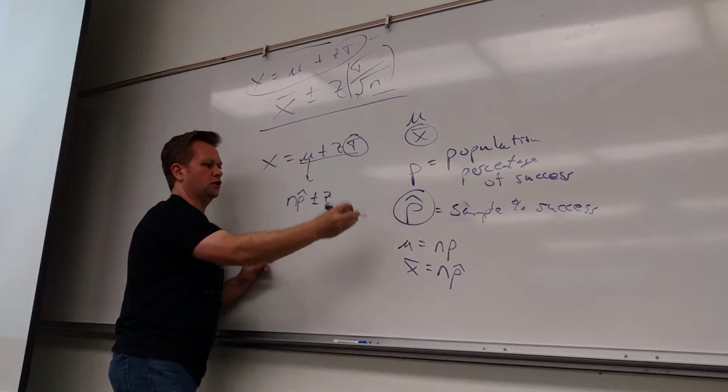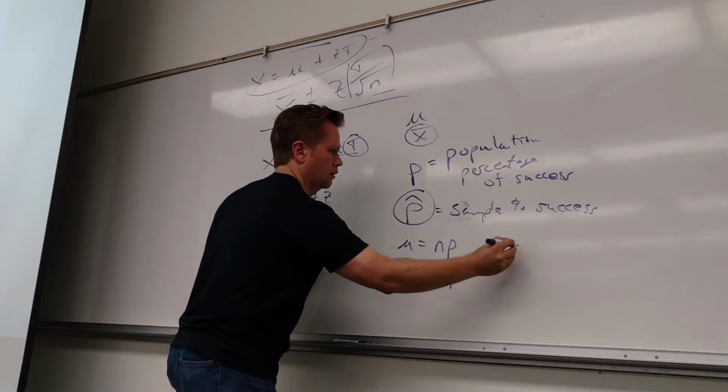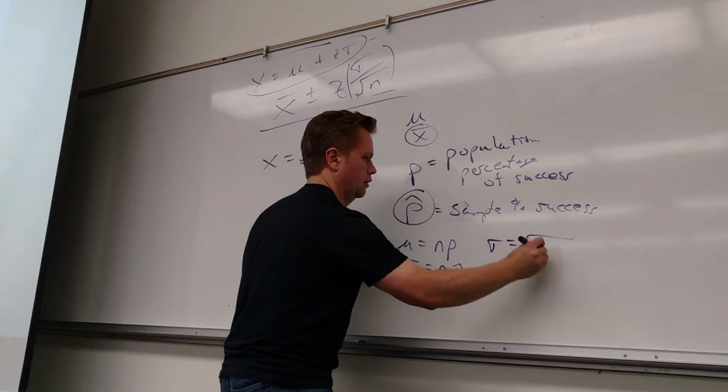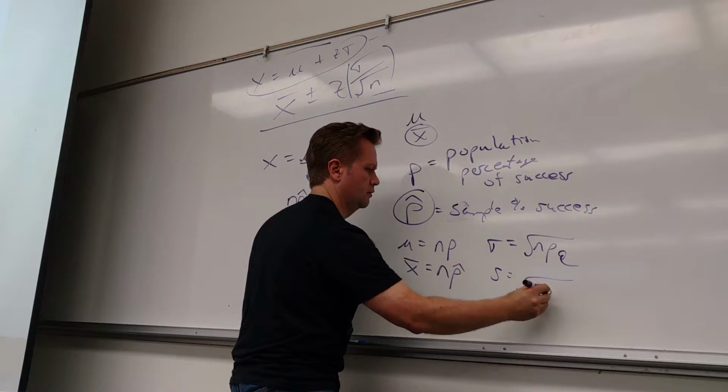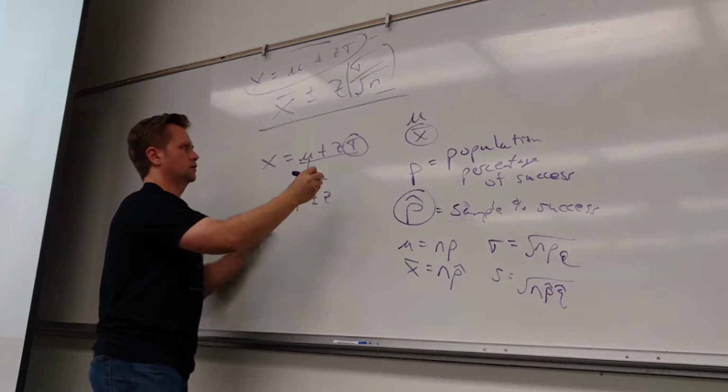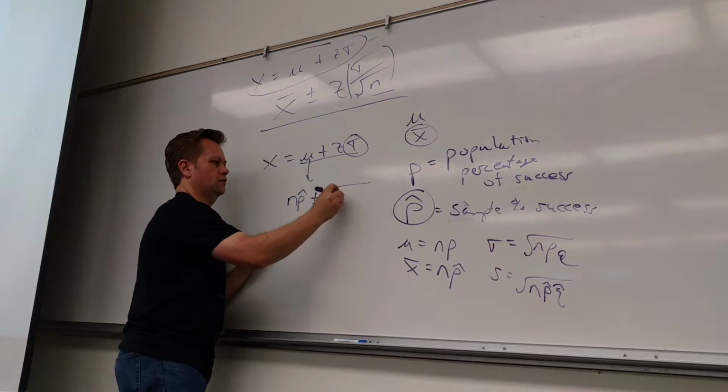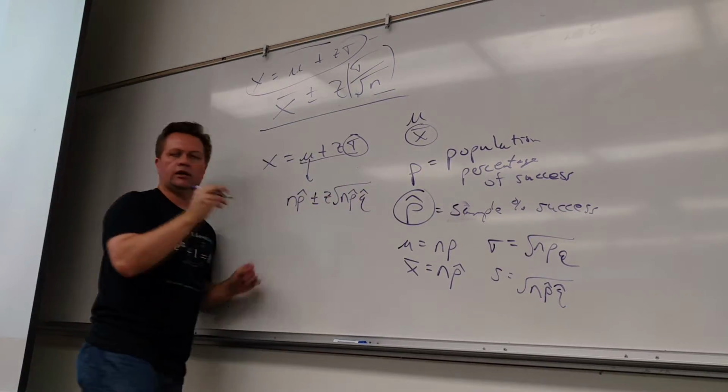And what's the formula for the standard deviation? Good. Square root of NPQ. So what am I going to probably use? Square root of N, P hat, Q hat. That's crazy. So this will be square root of N, P hat, Q hat. I love it.